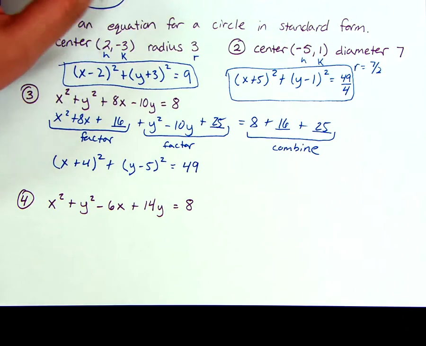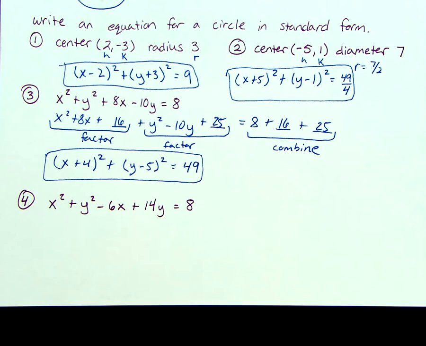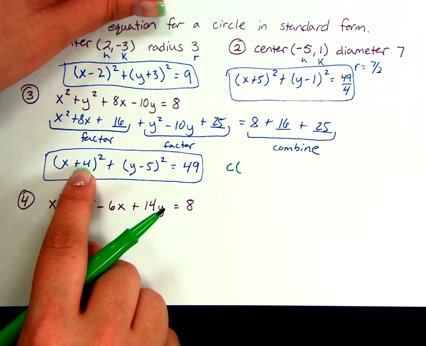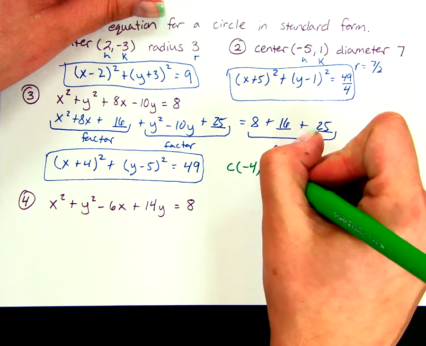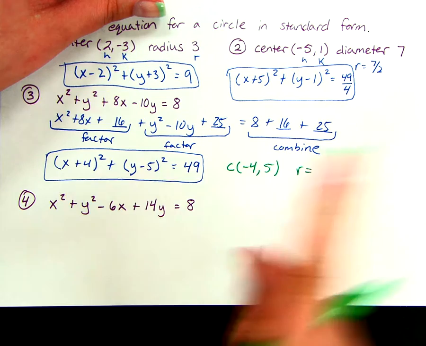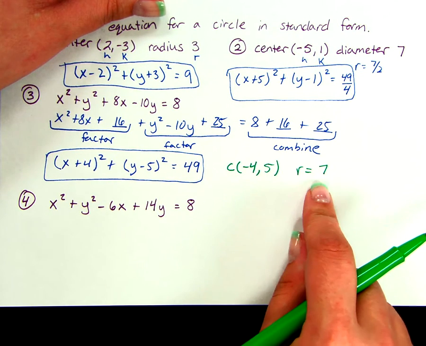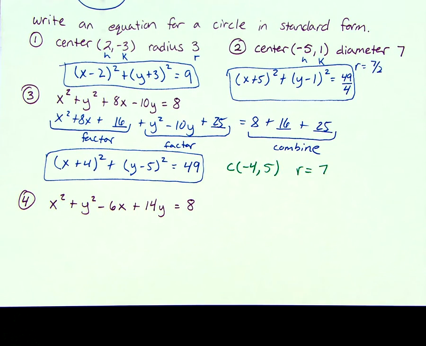If we're just writing the equation, this would be our final answer. Now for practice, if we identify the center real quick, the center is the opposite of the inside, so -4, and then the opposite with y, so 5. Our radius is the square root of this number. The square root of 49 is 7. We only care about the positive answer because radius represents a distance, and we never have a negative distance.